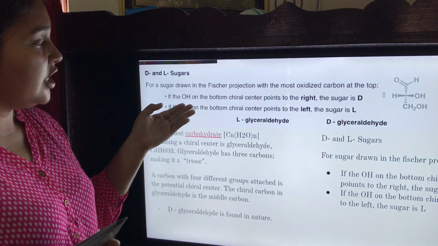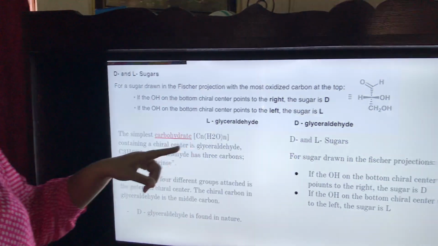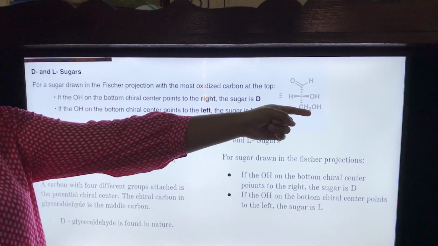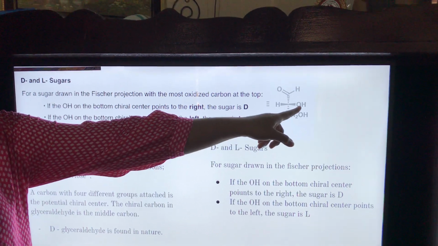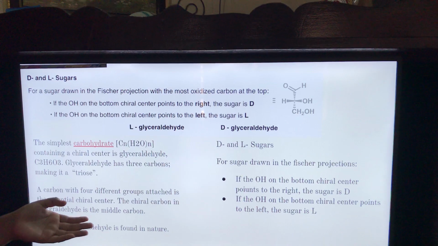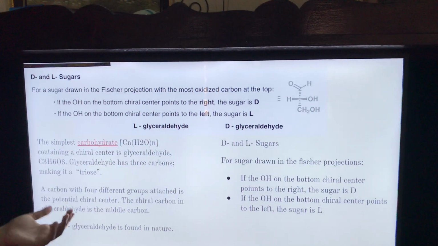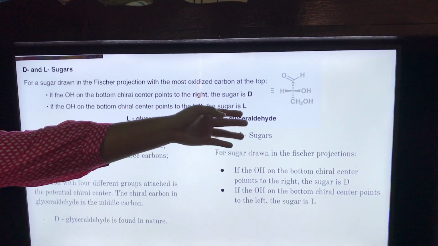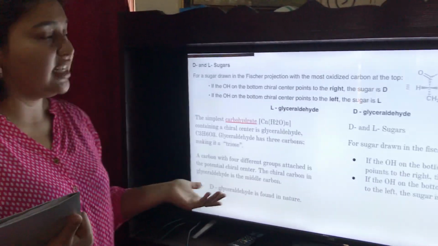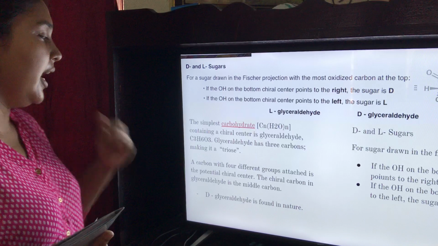So if the OH is on the bottom chiral center, if it points to the right side, the sugar is a D. So here, this example, this is a D sugar because the OH is on this side. Now if the OH would have been on the left side, the sugar would be classified as an L. So this is a D-glyceraldehyde. And we know that this is a glyceraldehyde because a glyceraldehyde has 3 carbons, making it a triose. And that is another important factor when we talk about naming carbohydrates.